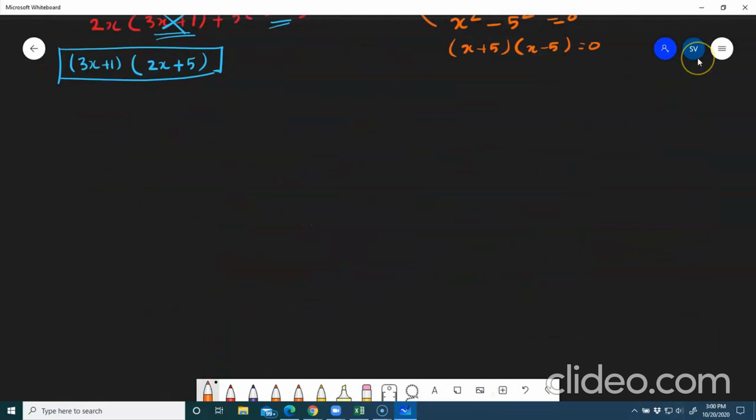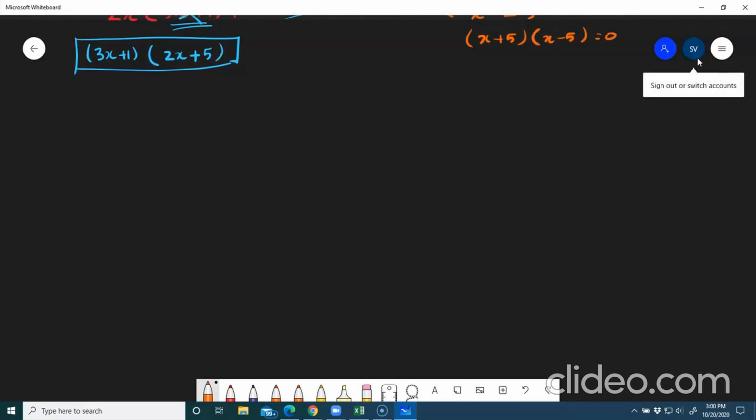And finally, I have one more question, that is question number 4. 4x square is equal to 9. Okay, so on both sides you have a perfect square term. So take the square root on both sides. That means square root of 4x square equal to square root of 9. Square root of 4x square means square root of 4 times square root of x square, that is 2x, equal to square root of 9, which is 3.